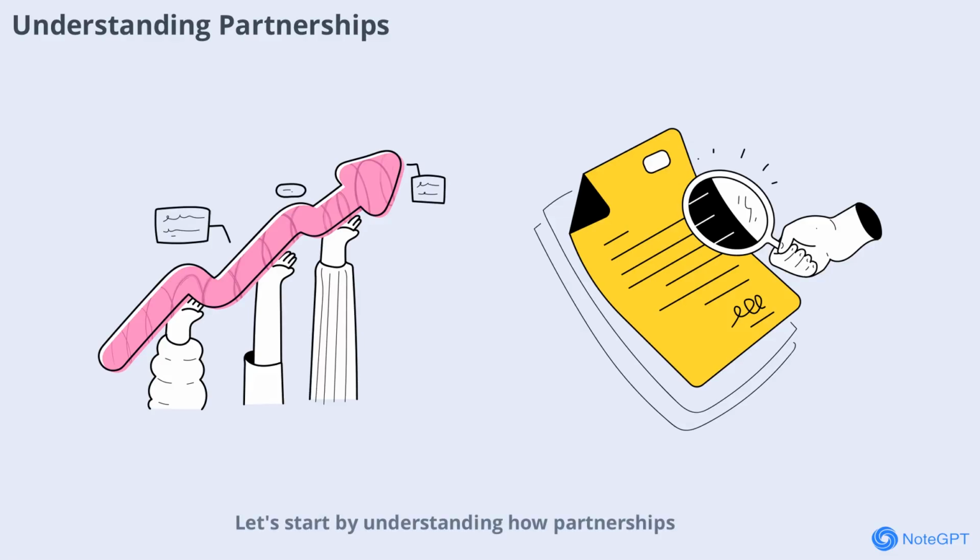Let's start by understanding how partnerships are treated under Malaysian tax law. Unlike companies, partnerships are not considered separate taxable entities. Instead, the business income is calculated at the partnership level, and then the profits are divided among the partners. This has important implications for how tax allowances such as capital allowances are handled.